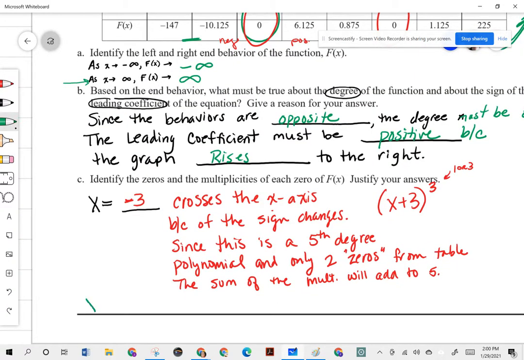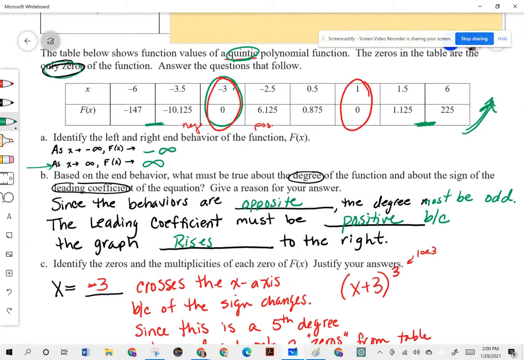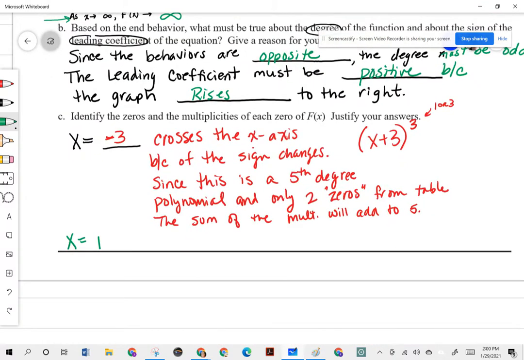All right, so now let's take a look at the other zero, which is, in this case, x equal to 1. So let's take a look at what's happening here. We've got a positive and a positive, which means that there was a bouncing back. So this doesn't cross the x-axis.